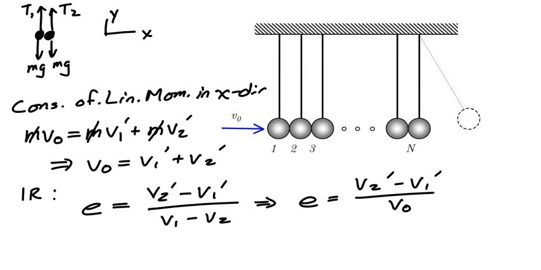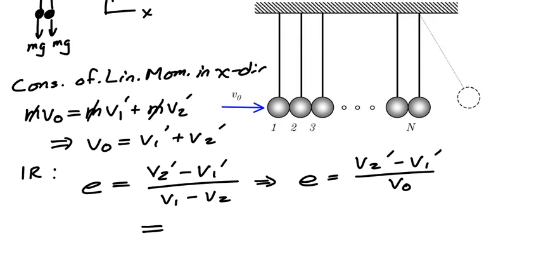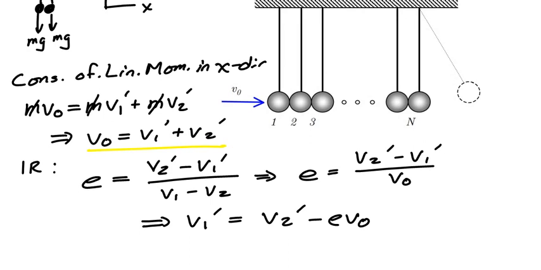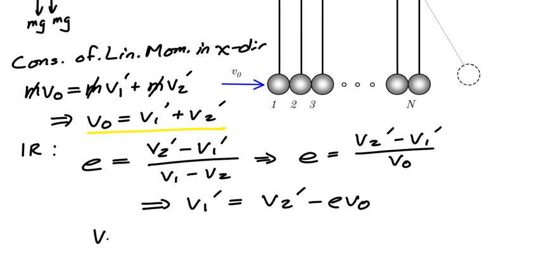I can take this information and solve for v1 prime, and so if I do that, what I'm going to have here is that v1 prime is going to equal e times v0. Actually, let me rewrite this a different way. I'm going to rewrite this as v2 prime minus e times v0. Why do I want to write it that way? Because I want to then take this result and plug it back into my original equation up above. And so if I do that, what I'm going to end up with now is that v0 is equal to v1 prime, which is v2 prime minus e v0, plus v2 prime.